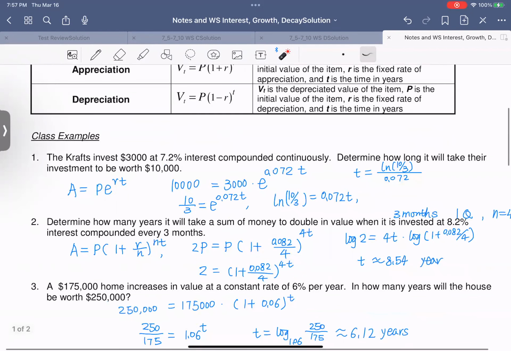Most of the time we are not lucky. There's no bank that gives us compounding continuously. Most of the time we get compounding yearly, or maybe some banks give you compounding quarterly. Every 3 months, they recalculate the balance. This is compound quarterly. That means you have this rate, 0.082.